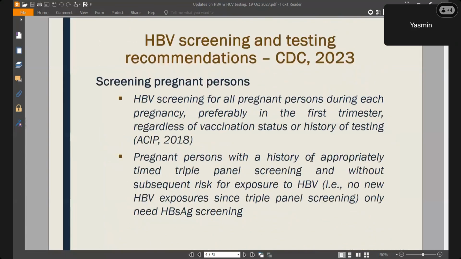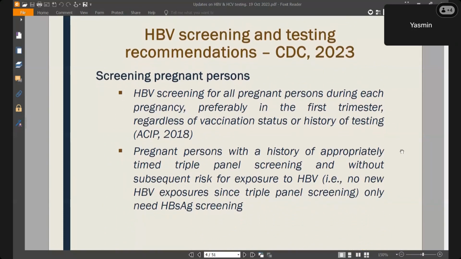All right. The other one is to do with screening of pregnant women. Now, this actually is not new. This was already highlighted and recommended by ACIP in 2018, that Hep B screening, all right, is to be done during each pregnancy, preferably in the first trimester, irrespective of whether the person is vaccinated or not, or whether the person has any history of testing. In 2018, that's ACIP's recommendation.